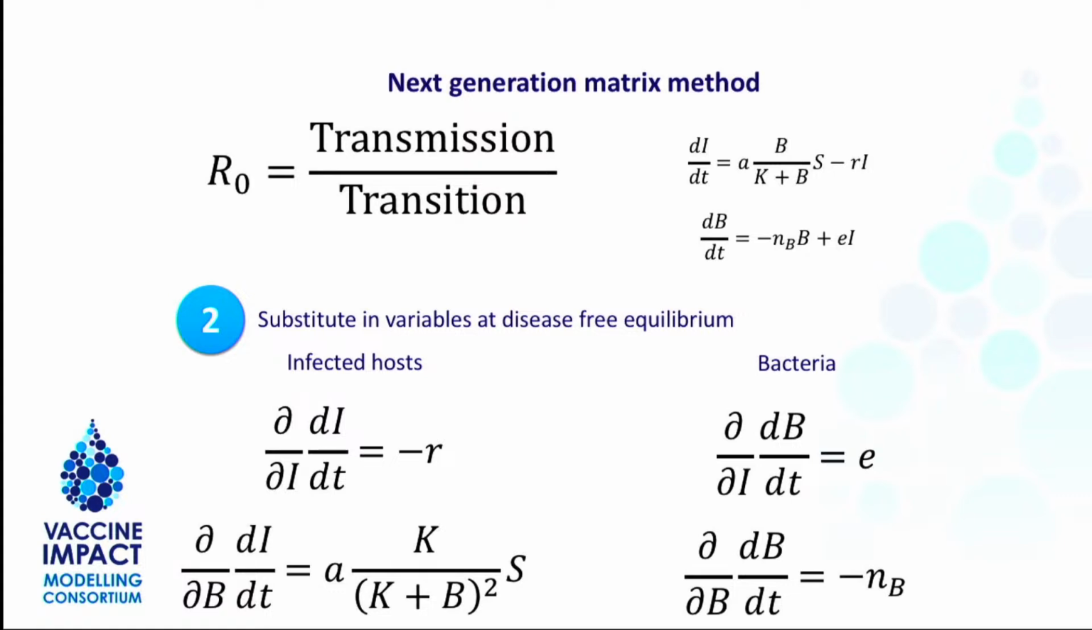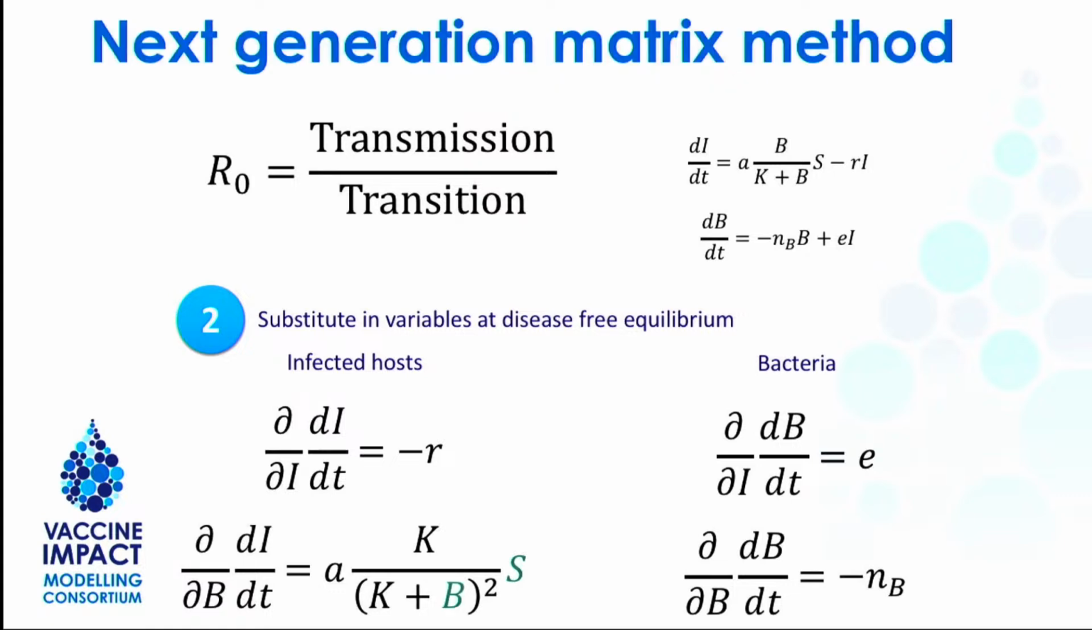That's why we say at disease-free equilibrium, because at this equilibrium, everyone's susceptible. S is equal to the size of the total population. Okay. So because we want to capture the dynamics at this special point, at the very beginning of an outbreak or an epidemic, we substitute these variables in.